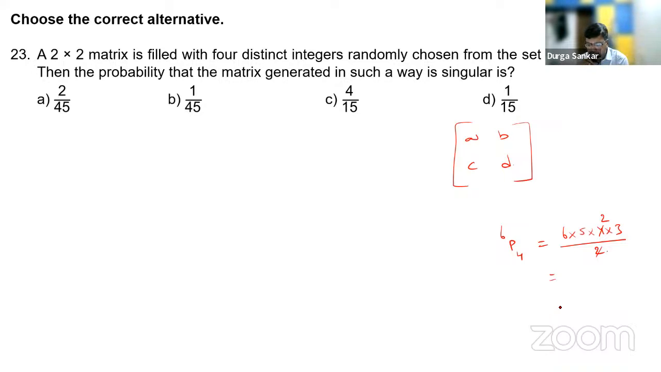Is it 4 factorial? 6P4 itself. Okay. 30 into 2. 180. All right. Now, let us see how many such matrices are singular.